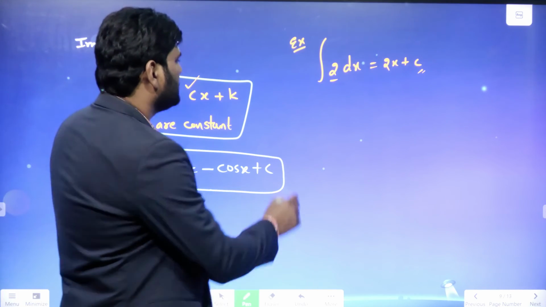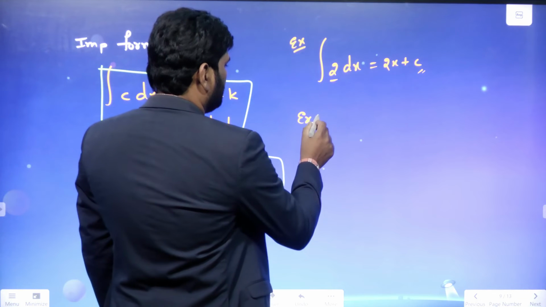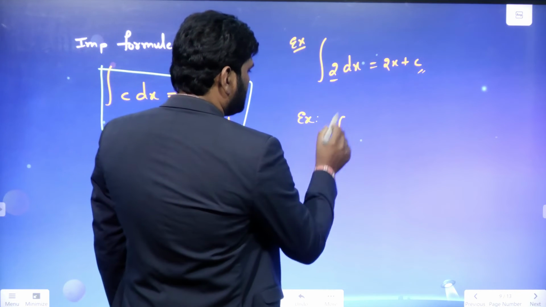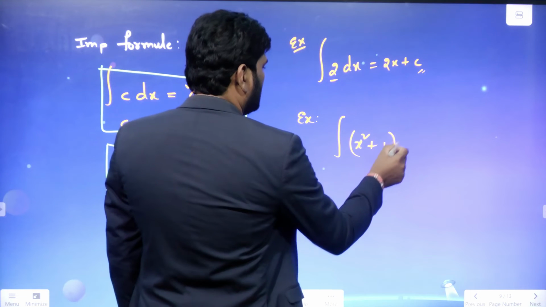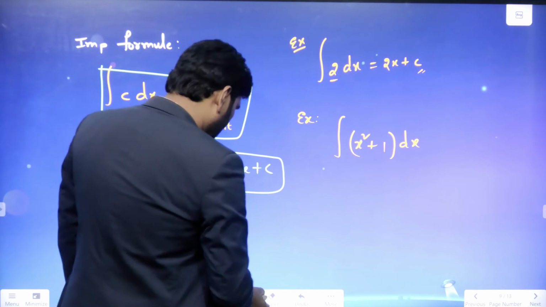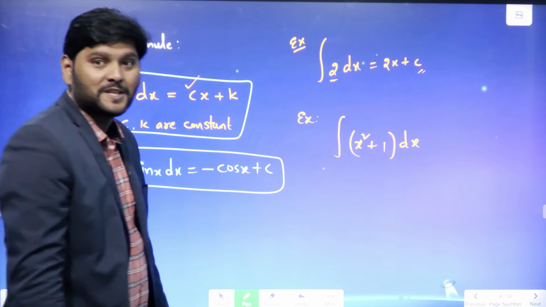Now I'll take one more example here. The example is integration of x square plus 1 dx. This is a function I have given.